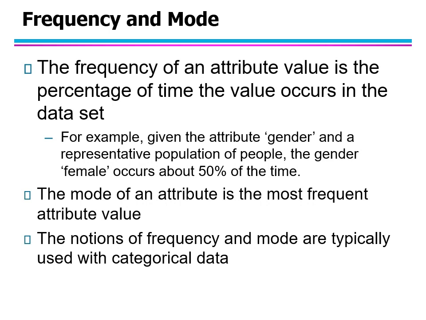Furthermore, there is frequency and mode. Frequency is the percentage of time a particular attribute value occurs in the dataset. For example, if the attribute is gender and the population is people, the female gender might represent about 50% of the observations. And next is the mode. The mode is the most frequent attribute value in the data, which means the value that occurs most often.